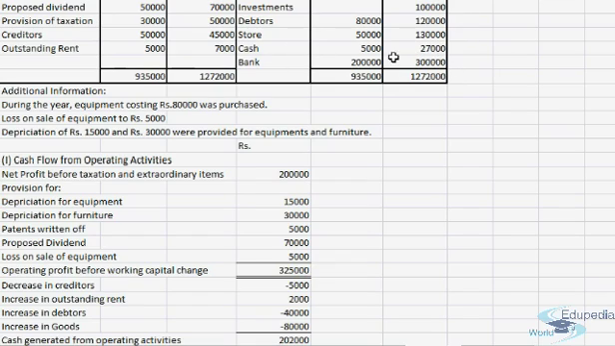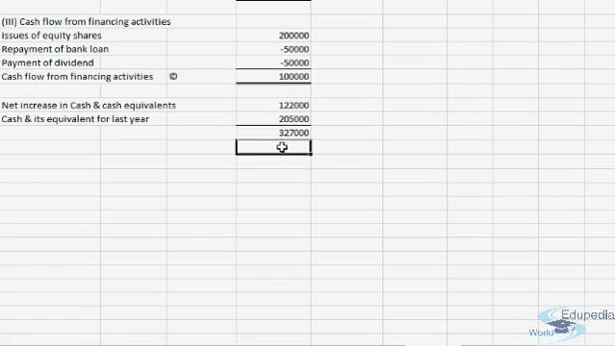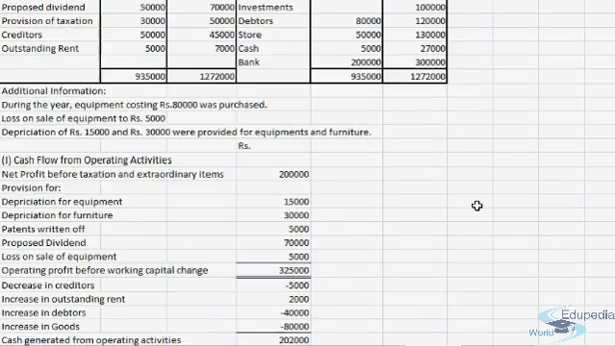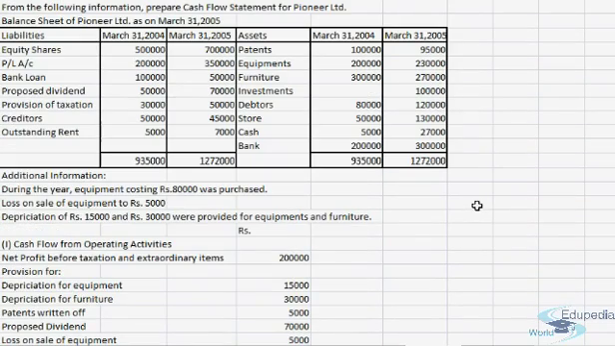And we can see that if we add cash and bank for 2005, it's 3,27,000, and what we have got here is 2,70,000. That means our cash flow statement has been correctly prepared. Hope this video helps you understand the preparation of cash flow statement.